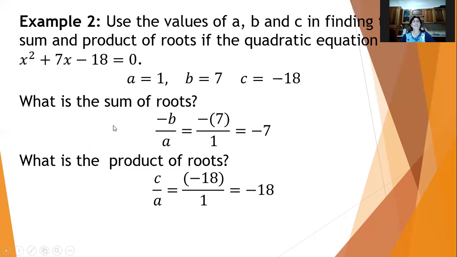Okay, what is the sum of roots? Again, using the formula negative b over a, negative b is negative 7, a is 1. Negative 7 over 1 is equal to negative 7. And what is the product of roots? Using the formula c over a, it is negative 18 over 1 is equal to negative 18. This is the product. Again, we have to check.